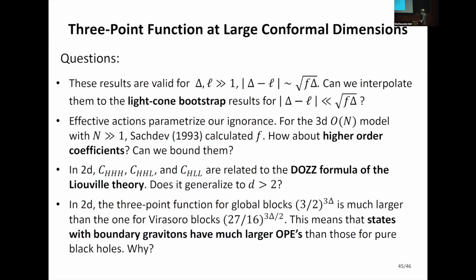So there is also an effective action parameter. The effective action parameterizes our ignorance. So it would be nice to actually be able to calculate this. And so the 3D O(N) model, such as calculated F. Yifan Wang recently told me that he can calculate also B for this model. So I'd like to understand this. And you can ask, well, how can we calculate higher coefficients, or can you bound in general the coefficients of higher moments? And so those are interesting.